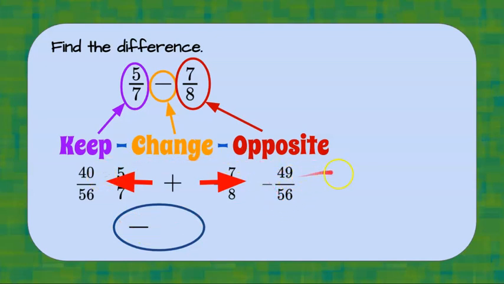2 different signs. Take our larger absolute value, subtract our smaller absolute value, and keeping our denominator when we subtract, 49 subtract 40 is 9. And there's your answer, -9/56.